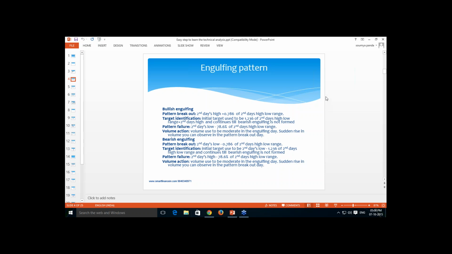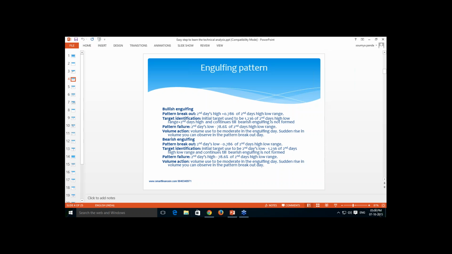So a candlestick pattern must be validated with these factors: pattern breakout, target identification points, pattern failure, and volume action. So any candlestick pattern you take, these four components you must know. Then only you can trust it, or else that pattern may not be trustworthy.